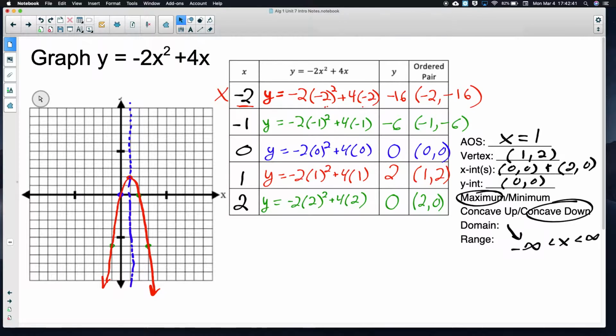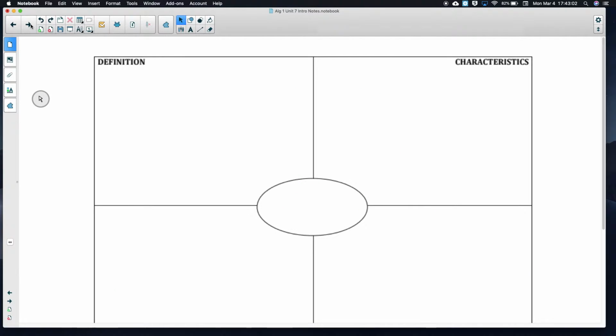And my range, because my range is anything smaller than that maximum value. The maximum value, remember that's my max, the maximum value was 2. So y has to be less than or equal to 2. Okay? So that is our intro to Unit 7.